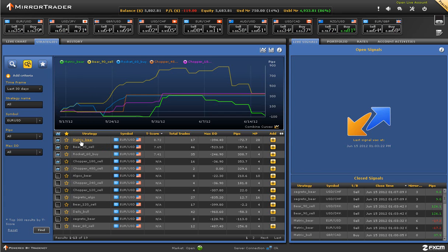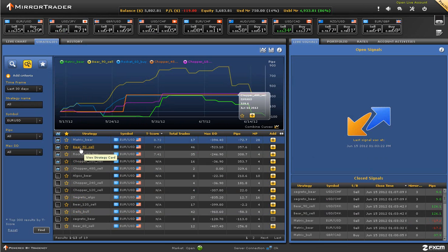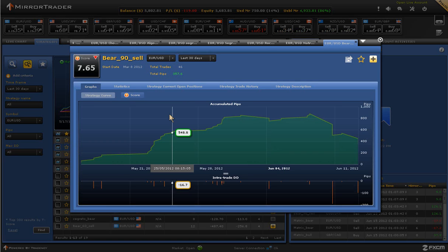If you click on the name, Matrix Bear for example, it will show you what it looks like in the last 30 days. So in the last 30 days, Matrix Bear hasn't done extremely well. It's kind of done poorly. But if we look at this one, Bear 90 sell, and in the last 30 days, look at this. We've taken 46 trades and made 357 pips. That one's doing extremely well.